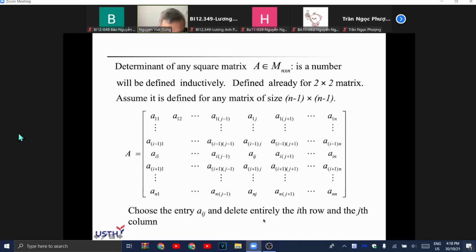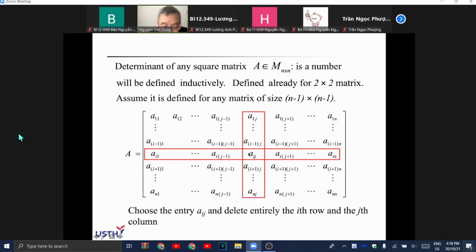And then we delete the entire i's row, and we delete entirely the j's column. We delete that, so the rest will be a matrix of size n-1 by n-1. And here we suppose that we define already the determinant of any matrix of size n-1 by n-1.